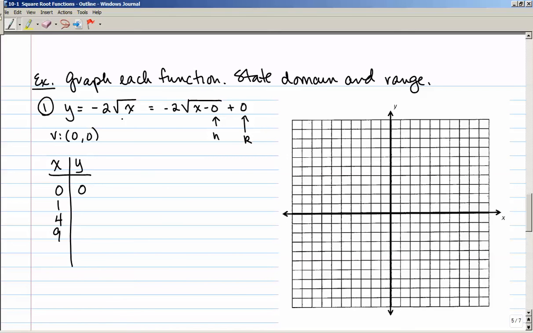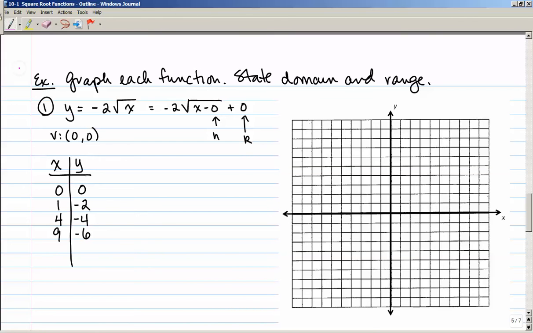So plugging in 1, the square root of 1 is 1, times negative 2 is going to give me a negative 2. Square root of 4 is 2. 2 times negative 2 is a negative 4. The square root of 9 is 3. 3 times negative 2 is going to give me a negative 6.